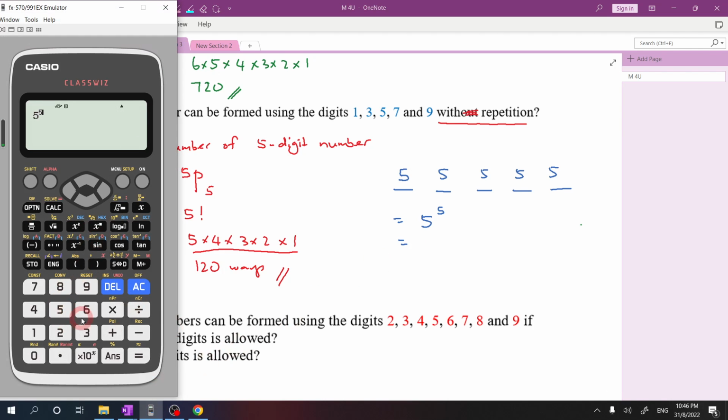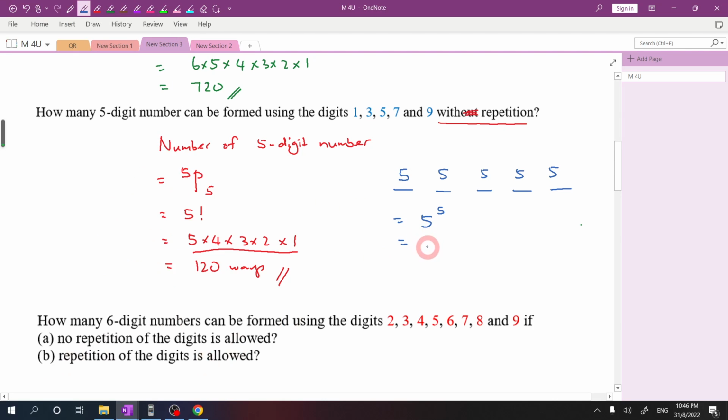5 power 5. It will be a lot since it can be repeated. So the answer is 3125. Try to compare these two. This is a lot because the digit can be repeated, can be used again and again.